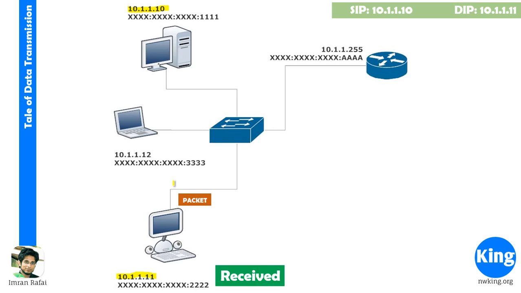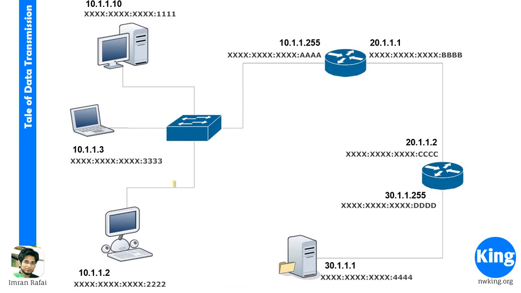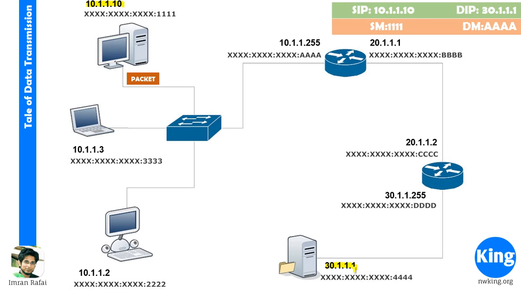Let's look at what happens if it has to go out of the network, if the destination IP address is not in the same network. In this case we will look at a scenario where the 10.1.1.10 IP address wants to communicate with 30.1.1.1. Now in both these cases we are assuming one thing, which I forgot to tell in the last slide, that the subnet mask is /24, so it is 255.255.255.0, right?